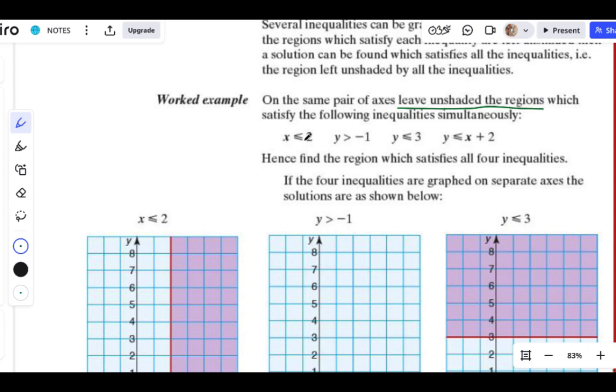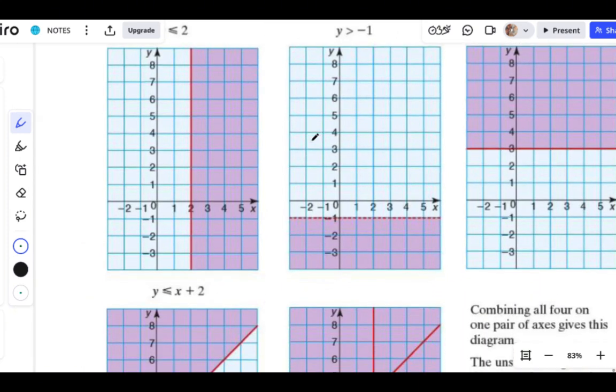You say x is less than or equal to 2. Where is less than or equal to 2? Less than 2 is this way, right? So they say leave unshaded. Don't shade that side. Shade the opposite side. So we're going to shade this way.